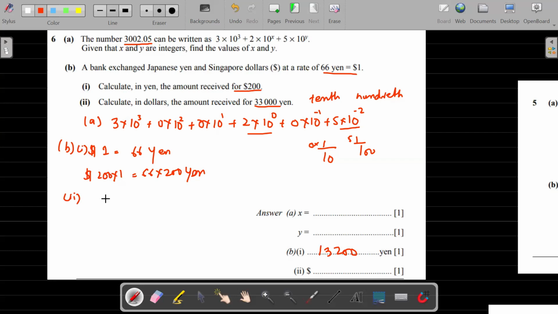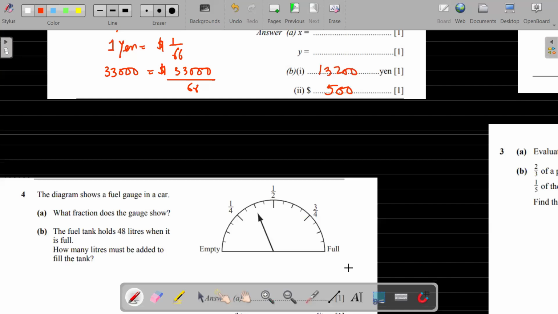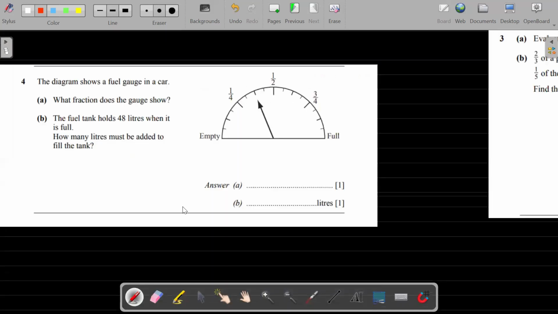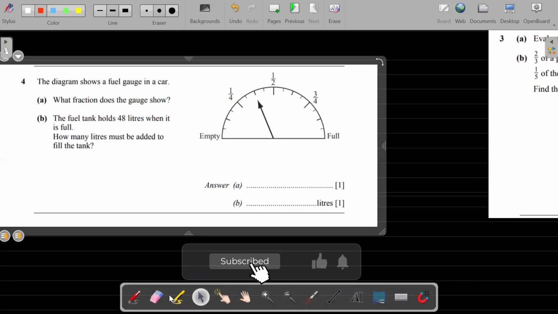So I'm having exchange rate is 66 yen equals $1. Let's make it one first. 1 by 66. So multiply it on both sides with 33,000 and it will be $500. So $500 is our answer. Is it clear, Fatma? Yes, miss. Let's solve it now.